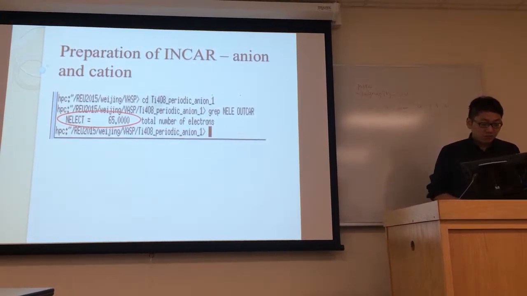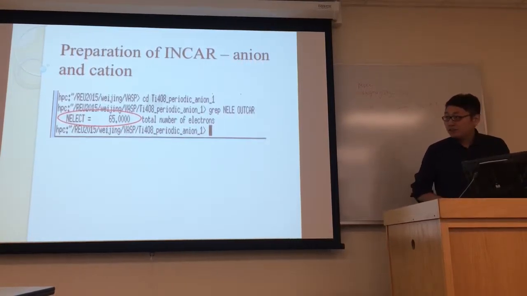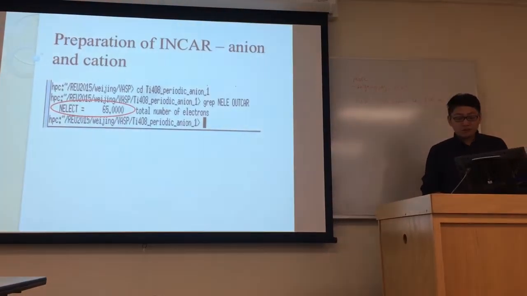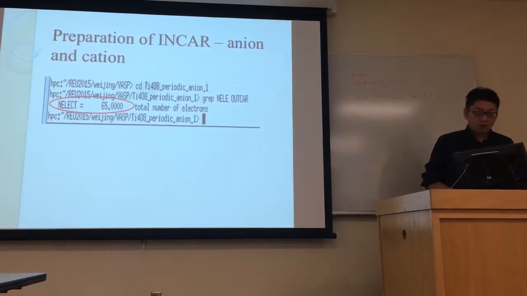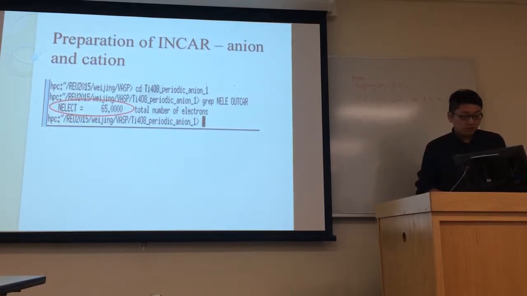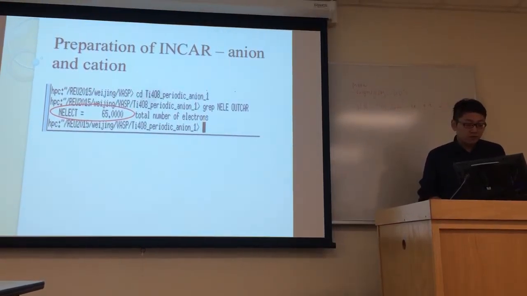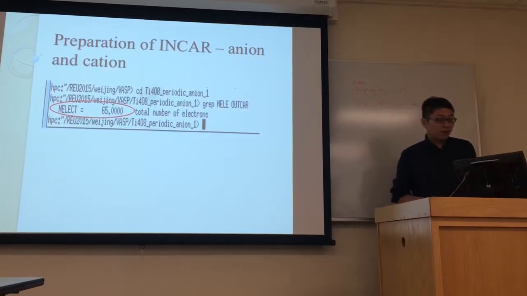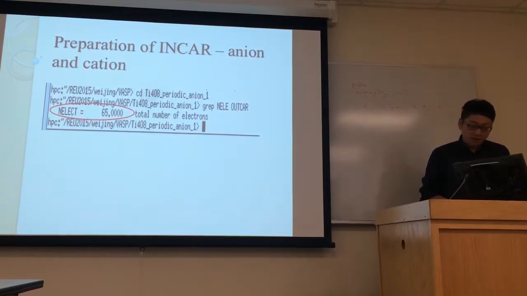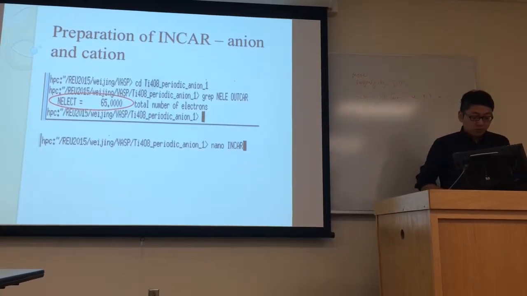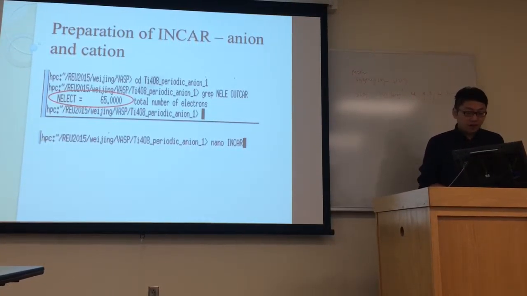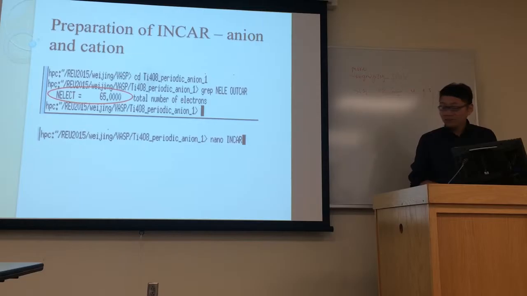And we need this information because normally, if the molecule we were dealing with is titanium hydroxide, it contains 64 electrons. But if we need to run it as an anion, we need to add one more electron. So we need to modify our INCAR file by nano.